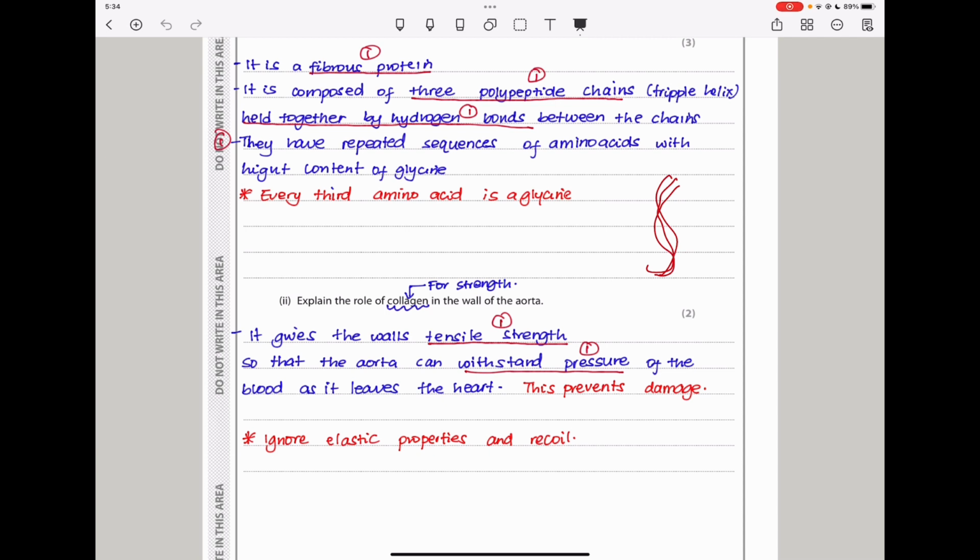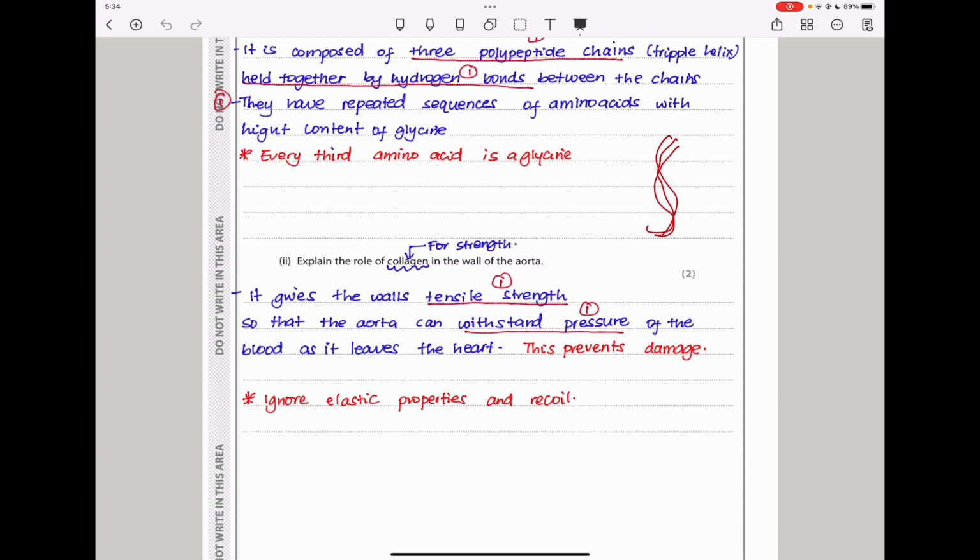We know that collagen is a highly structured material, so it's there to give strength. It gives the walls of the aorta tensile strength so that the aorta can withstand pressure of the blood as it leaves the heart. Remember, blood leaves the heart with very high pressure, so the aorta has to be able to withstand that pressure in order to deliver blood to where it's supposed to be taken at a high enough pressure.